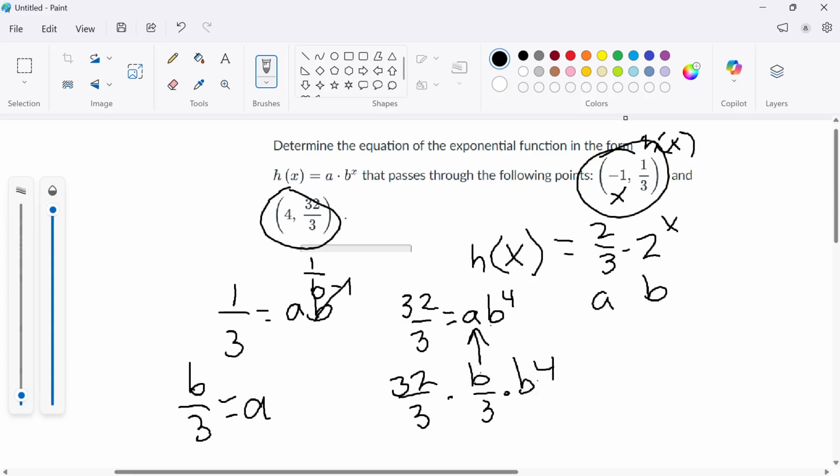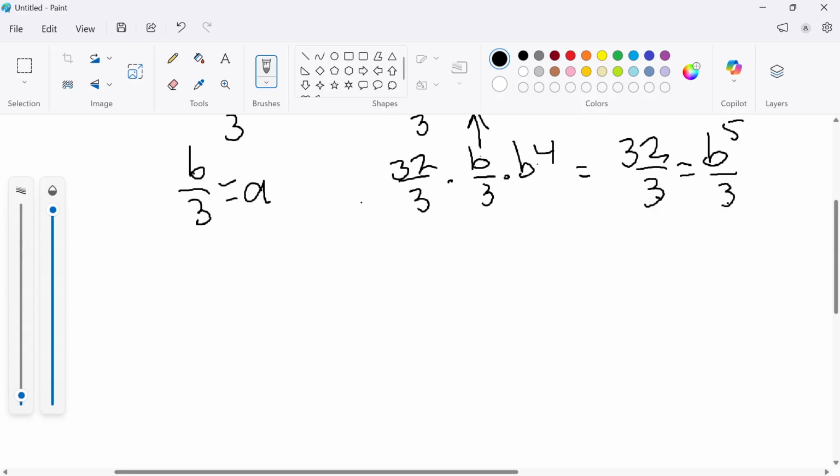b times b to the 4th is b to the 5th, so 32/3 equals b to the 5th over 3. And since they're both over the same denominator, 32 equals b to the 5th. What number multiplied by itself 5 times is 32? Well, 32 is 2 to the 5th power. 2 times 2 is 4, times 2 is 8, times 2 is 16, times 2 is 32. So 2 to the 5th equals b to the 5th. b is equal to 2.